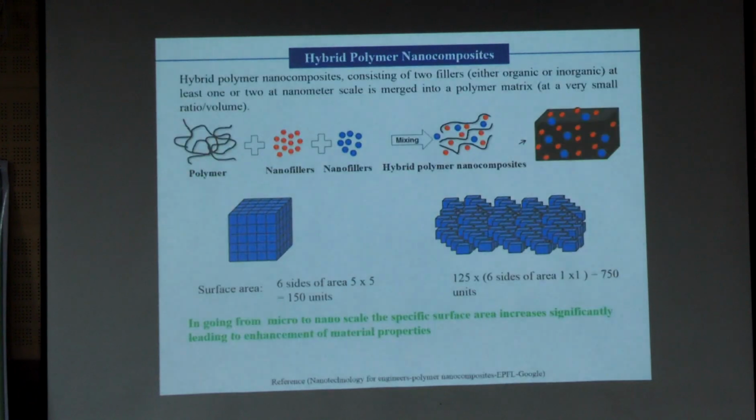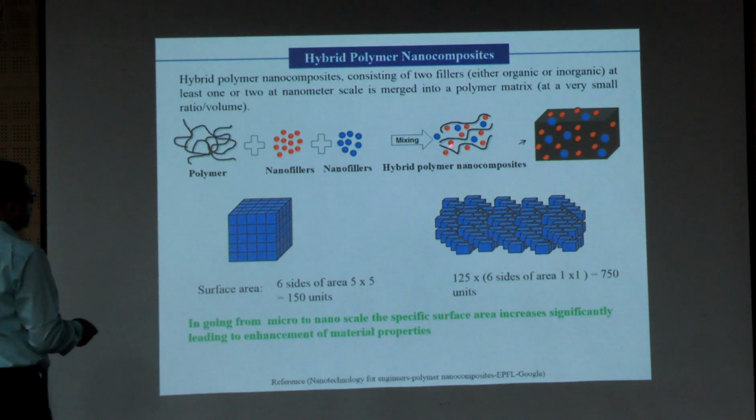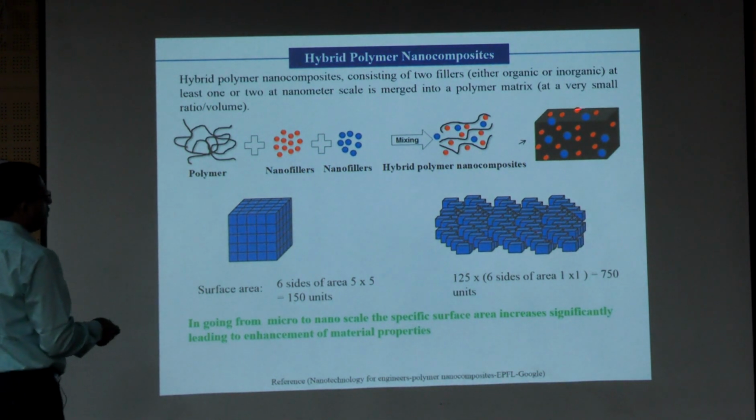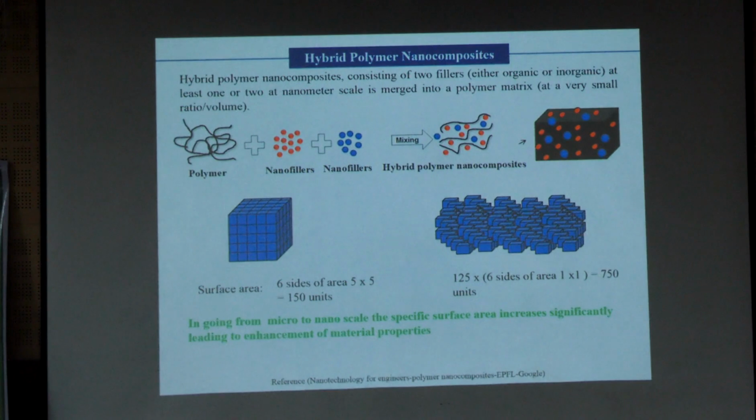So here, if you see hybrid polymer nanocomposites, we can take a polymer and we can use two different types of nanofillers, and then we mix it and we prepare the hybrid polymer nanocomposites like this. So what is the use of these nanocomposites? Why are you taking only nanoparticles? Why not microparticles? Because the same material, right? So hardness and all these things may be the same.